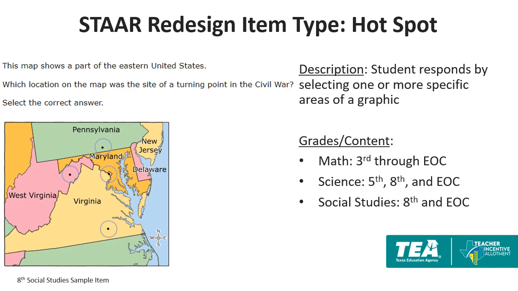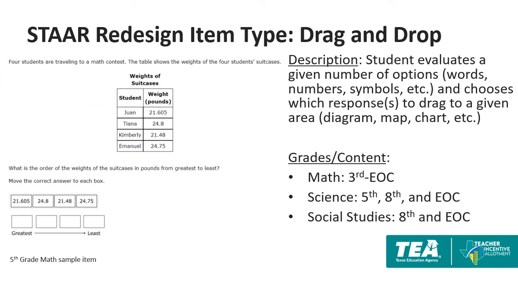While this item is an example from 8th grade social studies, hotspot is also used in 3rd grade through EOC math and RLA. To replicate hotspot item type on a paper assessment, students could circle or highlight the correct areas on a provided stimulus. The drag and drop item type requires that the student evaluates a given number of options, words, numbers, symbols, etc., and chooses which options to drag to a given area on a diagram, map, chart, etc. This is going to be used in Math, 3rd grade through EOC, Science for 5th, 8th, and EOC, and Social Studies 8th and EOC. This item type can be easily replicated on paper by creating boxes and having students fill them in or by drawing arrows to the correct box.